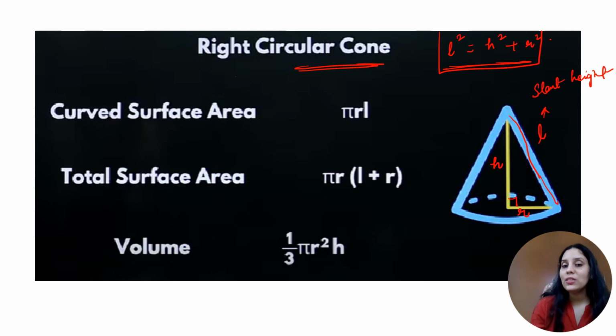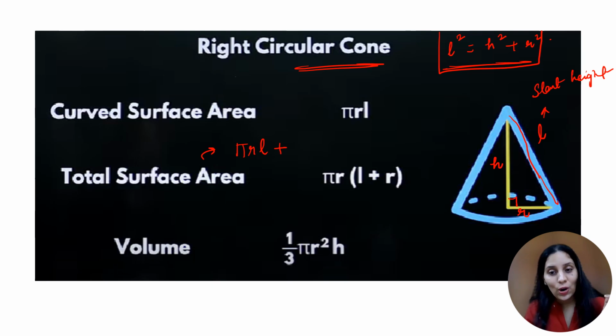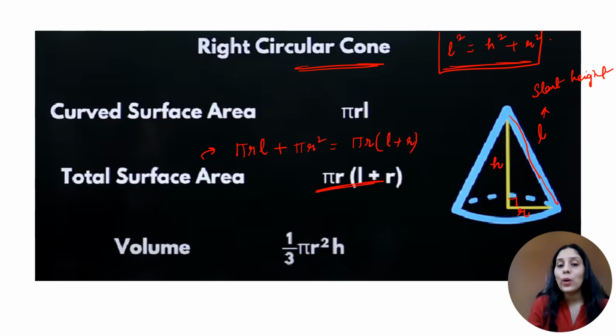Now curved surface area is just the curved surface, pi RL, pi into radius into slant height. Now next, total surface area. As we know, what is total surface area? Curved surface area plus area of base, which is area of circle, pi r square. So if I take pi r common, I am going to get total surface area. And volume is 1 by 3 pi r square h.